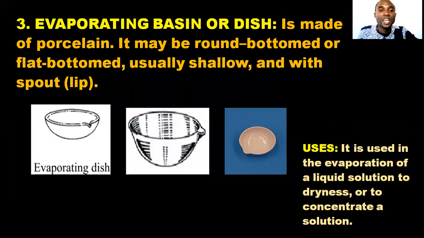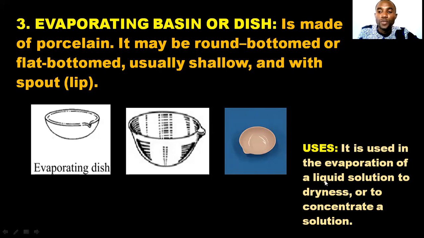All right, another one is the evaporating dish, or we call it an evaporating basin. Of course, it is normally made of porcelain, and it can be round bottom or flat bottom, but usually shallow. It doesn't usually have much depth inside. This is an evaporating dish, evaporating basin, whichever way you want to call it. That is it.